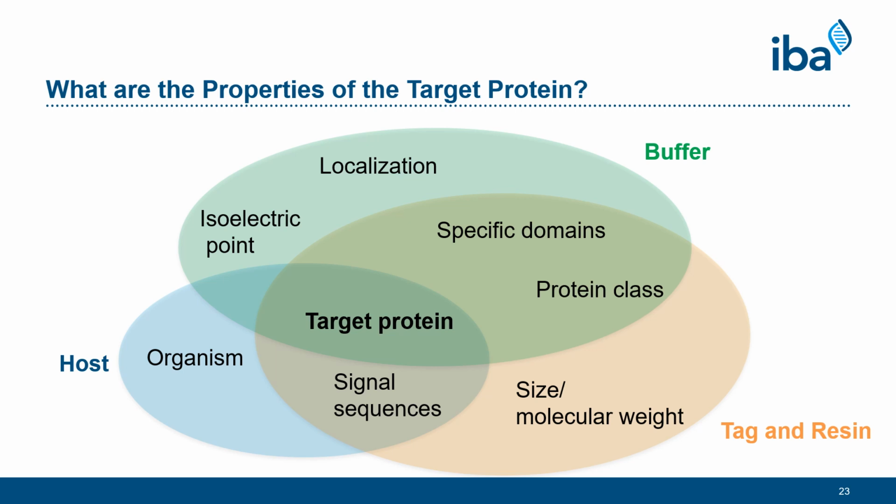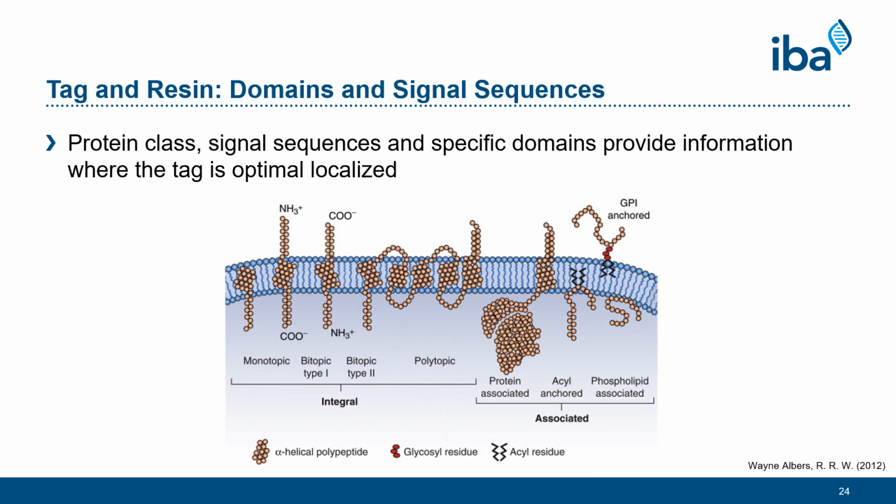So now you know how you can select an appropriate buffer system and what you have to look for. And so we can focus on the last circle, the selection of the tag and the resin. To choose the optimal site for the affinity tag, information about the protein class, signal sequences, and specific domains are necessary. The picture shows only membrane proteins, but nevertheless it says more than 100 words.